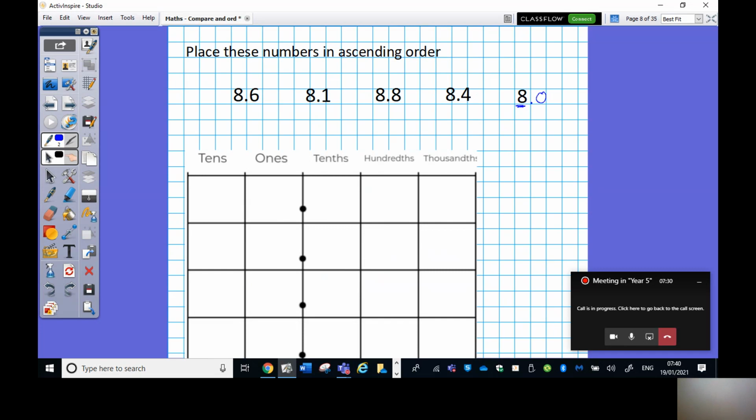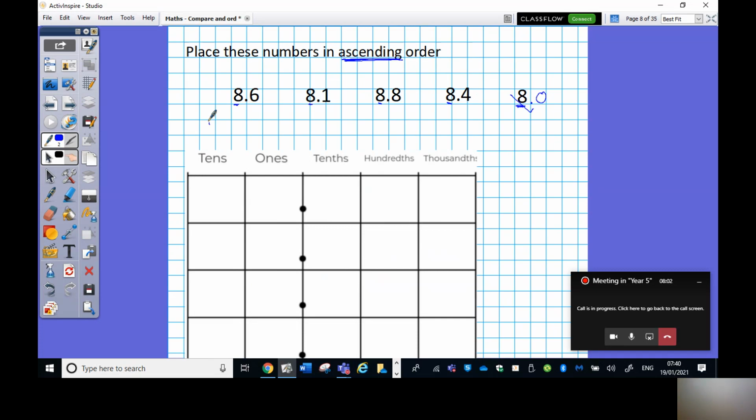So again, we can look at what is the same and what is different. I can see that all of the numbers have the same 1. So I can look, 8, 8, 8, 8, 8. They're all the same. So now I'm going to move on to the next column, to the right, the next smallest one. And I can see we've got 6, 1, 8, 4, 0. Just need to double check ascending, which means smallest to largest. So out of 6 tenths, 1 tenth, 8 tenths, 4 tenths and 0, which one is the smallest?